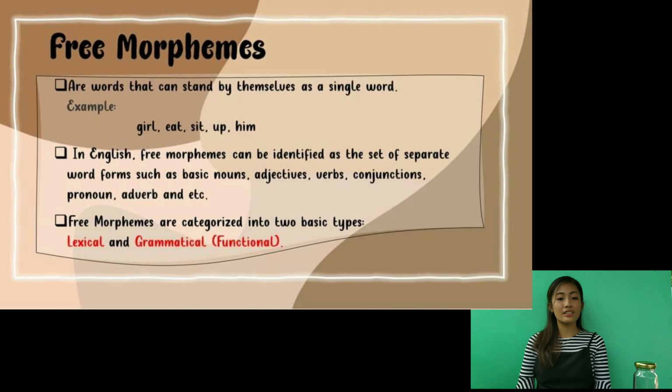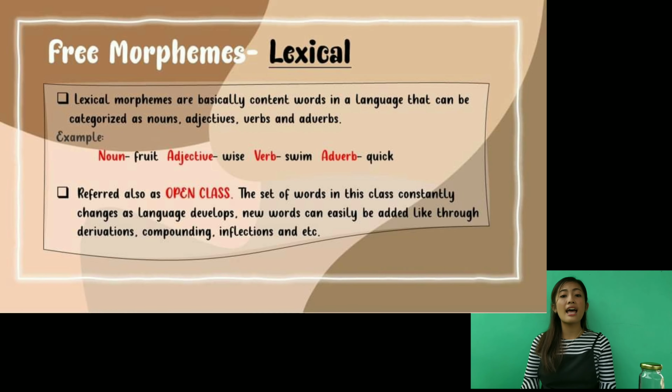The lexical morphemes are basically content words in a language that can be categorized as nouns, adjectives, verbs, and adverbs. For example, for a noun, an example is fruit, lady, man. For the adjective, one example is wise, another is beautiful, ugly.